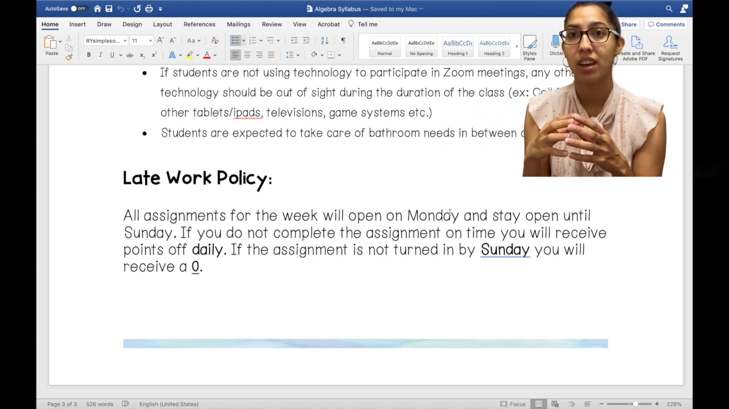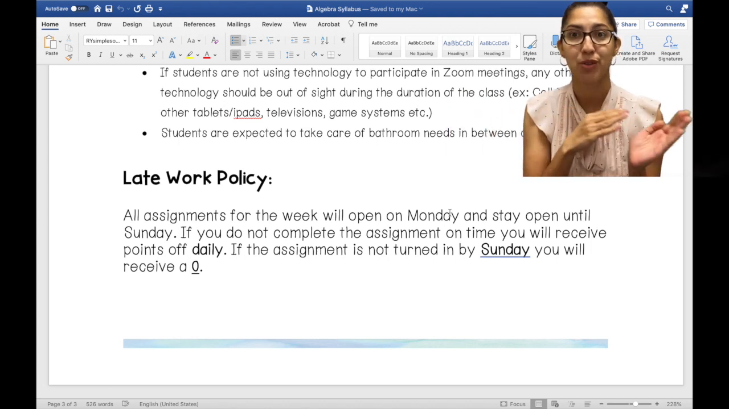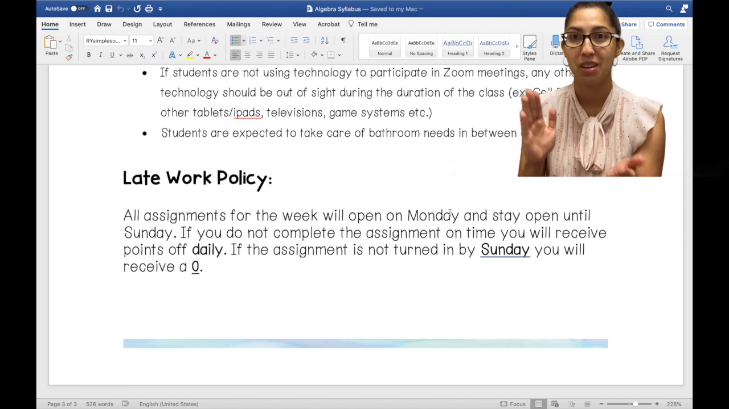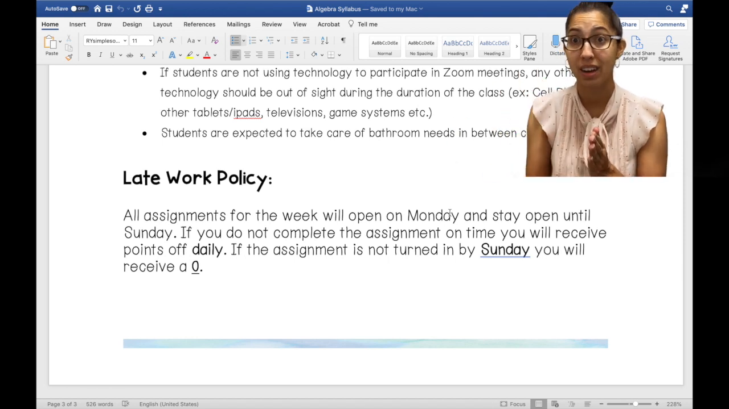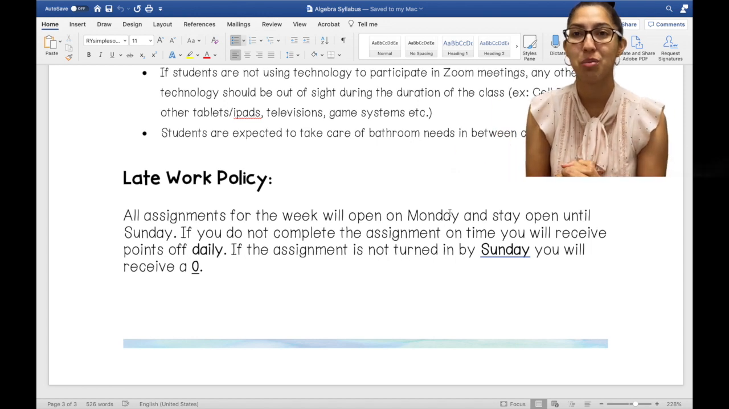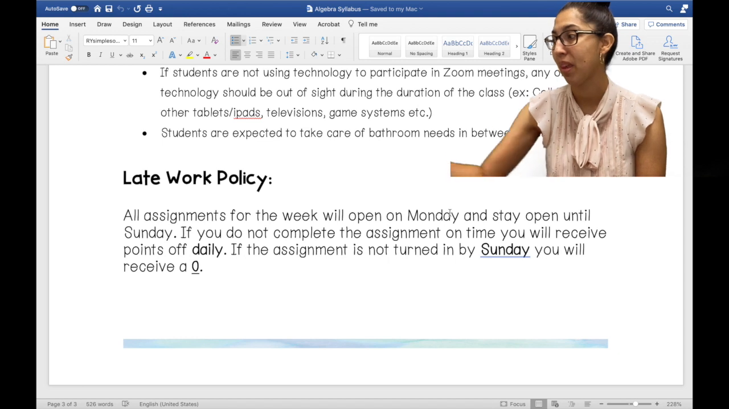And then on Sunday, if you don't do the assignments for the week, they're going to close and you will not have the opportunity to do them later. So you need to make sure you get them done at least by Sunday. That way, even if you miss a couple points, at least you're not getting a 0, okay?